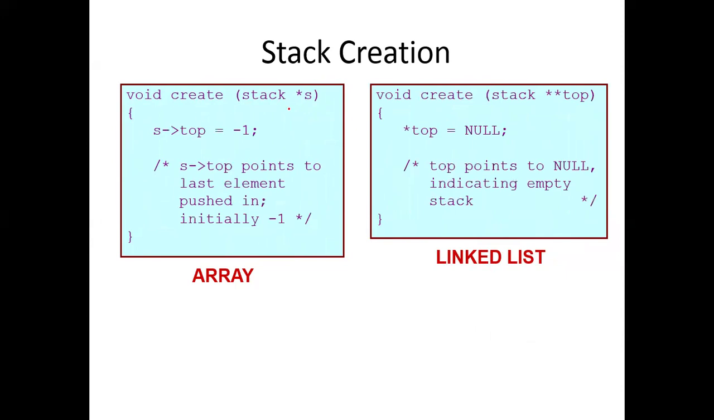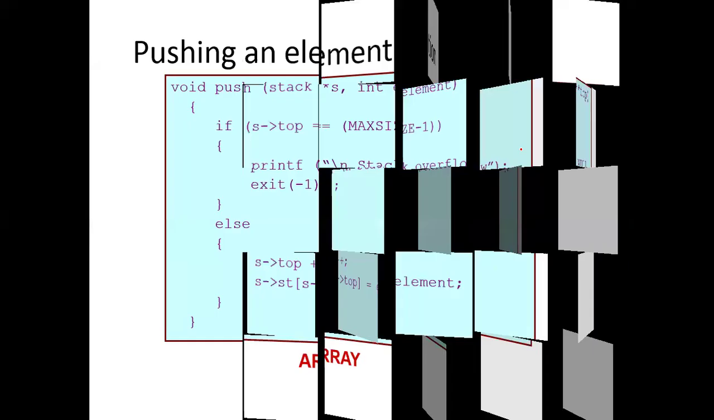For creating a stack, the top value will be -1. That means you have created an empty stack. So for that, the top value in an array will be -1. For a linked list, it will be null.